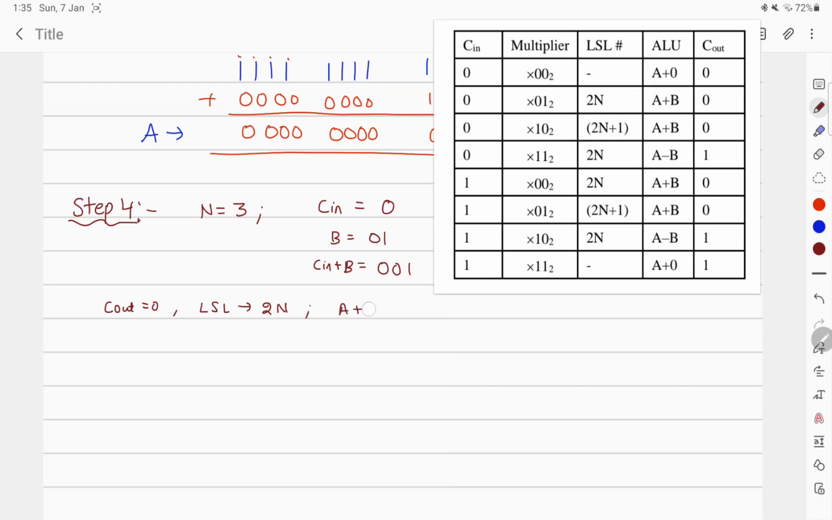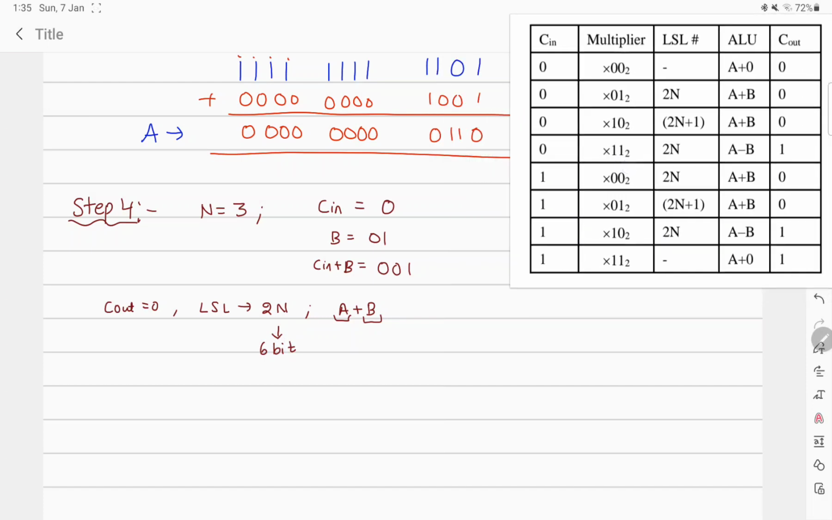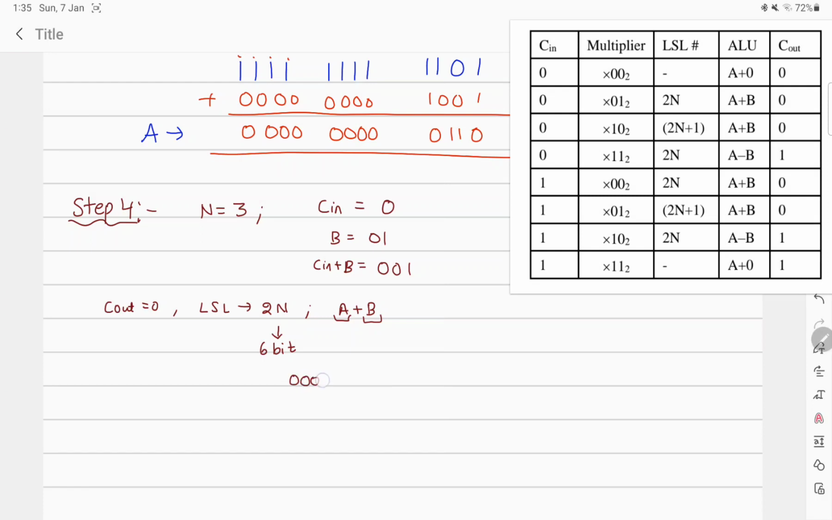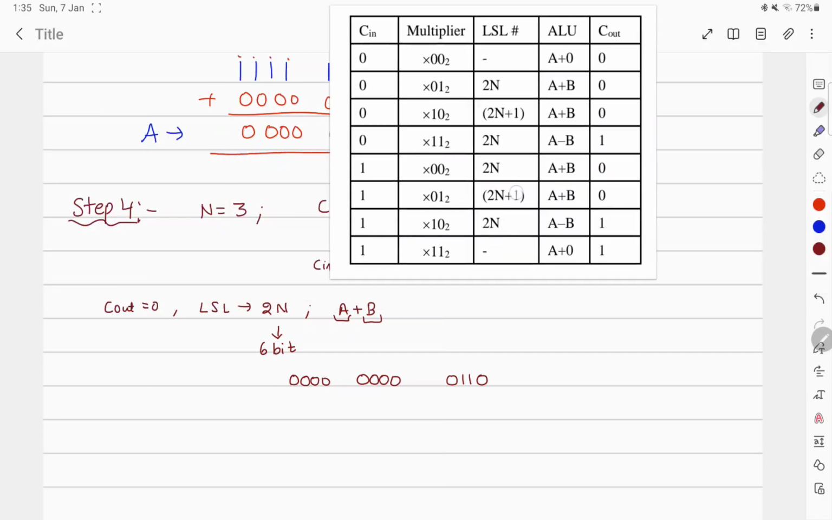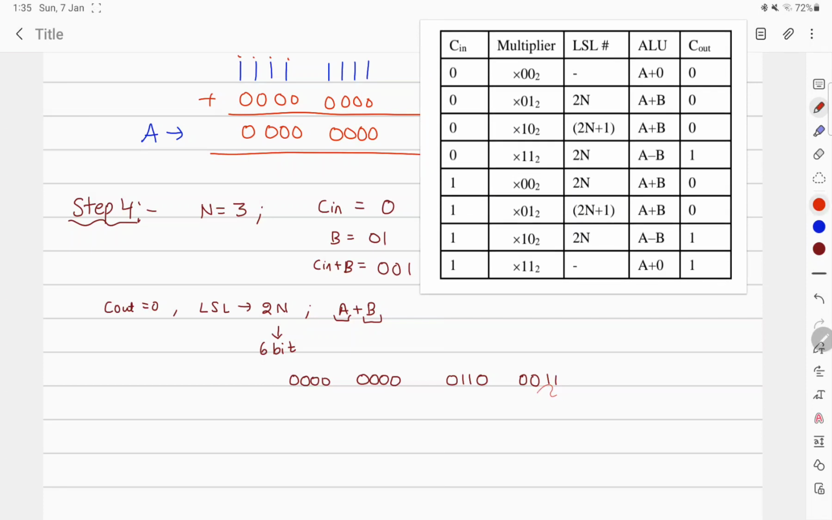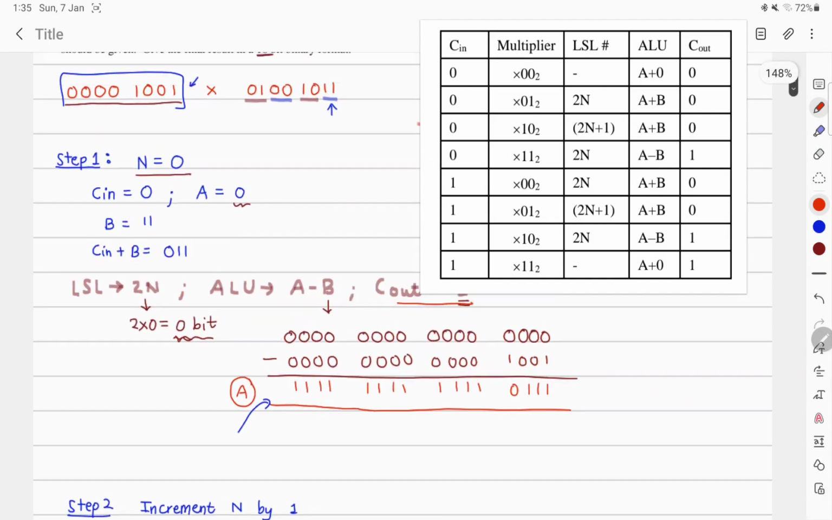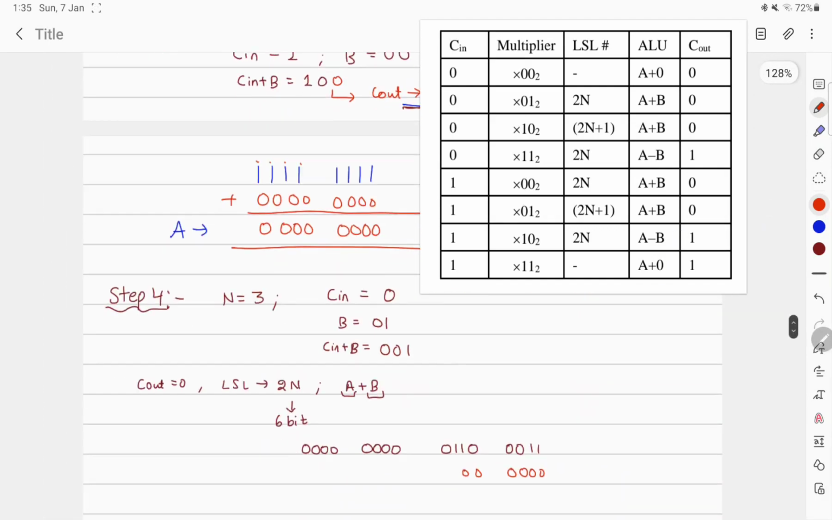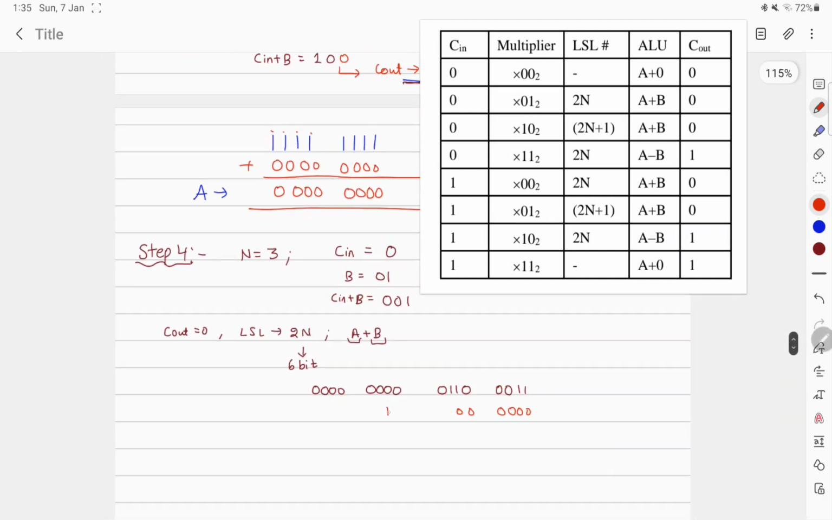And what is the operation? A plus B. A will be the previous one, B will be your multiplicand shifted by 6 bits, 2 into 6, 6 bit. So what is A? A is 0 0 0 0 0 0 0 0 0 1 1 0 and 0 0 1 1 0 0 1 1. Now a 6 bit left shift means 6 zeros you will add, and then your number you will write, which was 1001. So it is 1001 and then all zeros.